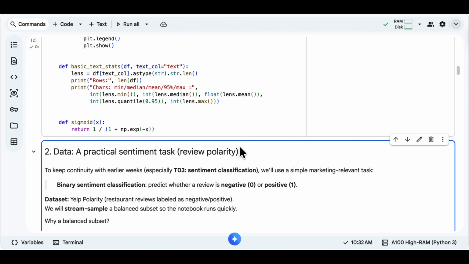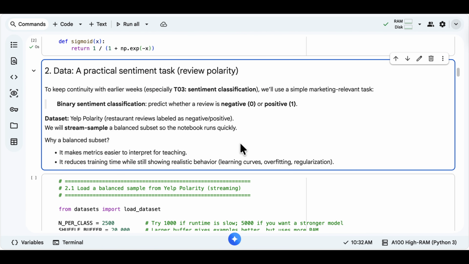To keep continuity with the earlier sentiment module, we use a practical binary classification task. The goal is to predict whether a Yelp review is negative or positive. Binary classification means there are only two labels. This is marketing relevant because companies often want a fast signal for review monitoring, service quality tracking, or brand health dashboards. We deliberately sample a balanced subset, so the metrics are easier to interpret, and the notebook runs quickly enough for teaching.